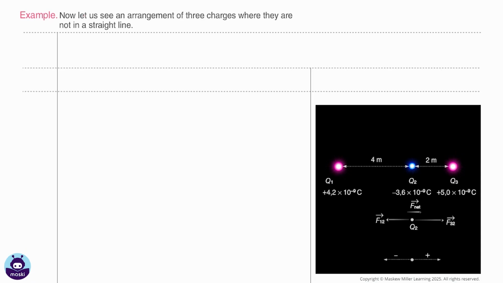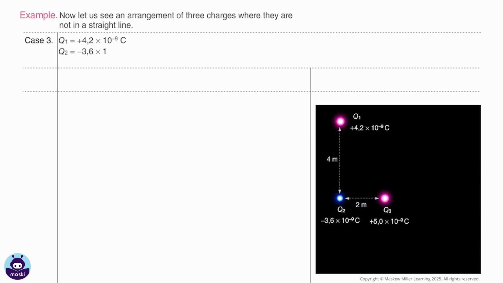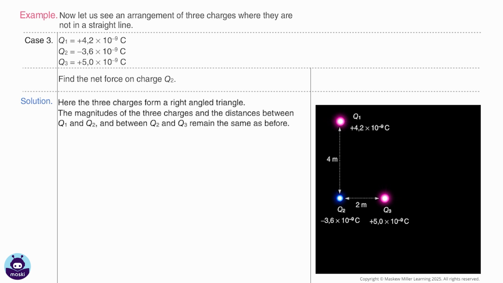Now let us see an arrangement of three charges where they are not in a straight line. Here the three charges form a right-angled triangle. The magnitude of the three charges and the distances between Q1 and Q2 and between Q2 and Q3 remain the same as before. Let us now see what happens to the force on Q2 in this arrangement.